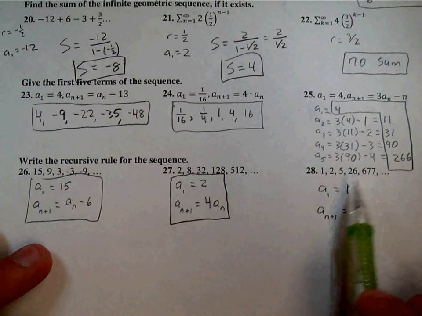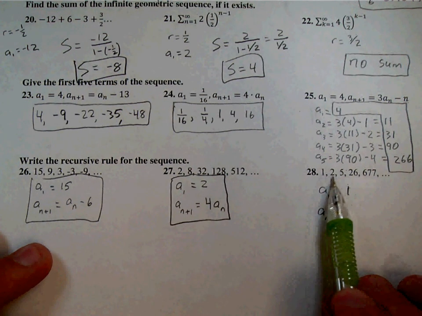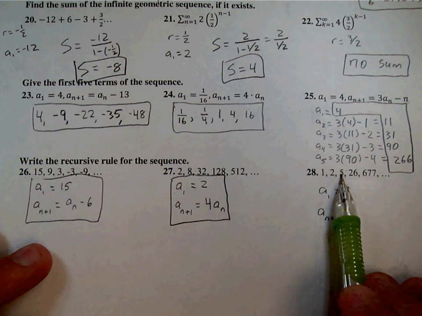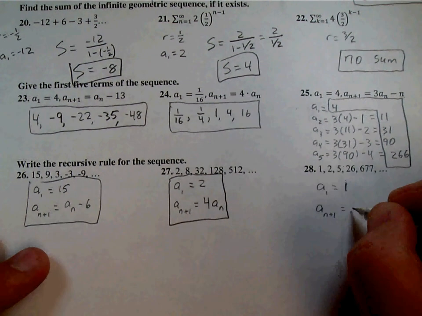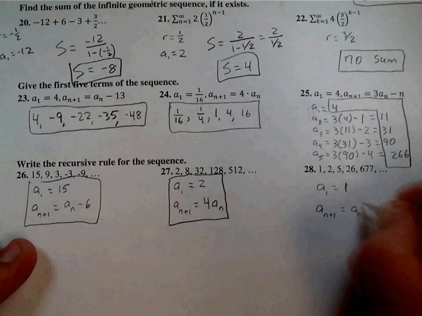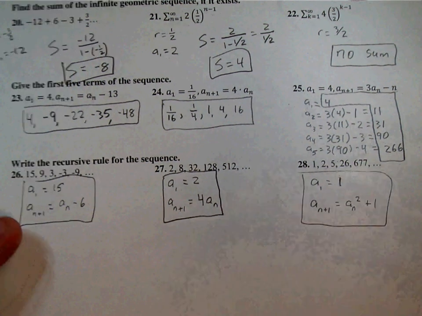Let's see if that's true all the way through. If I square 1, I get 1, and I add 1 and I get 2. Oh, that worked out. Now square 2, which gives you 4, add 1, does it give you 5? Oh yeah, if you square 26 and add 1, you do in fact get 677. So that's what we're doing. We're taking the a sub n, we're squaring it, and then we add 1 to that total. So there's your recursive rule.